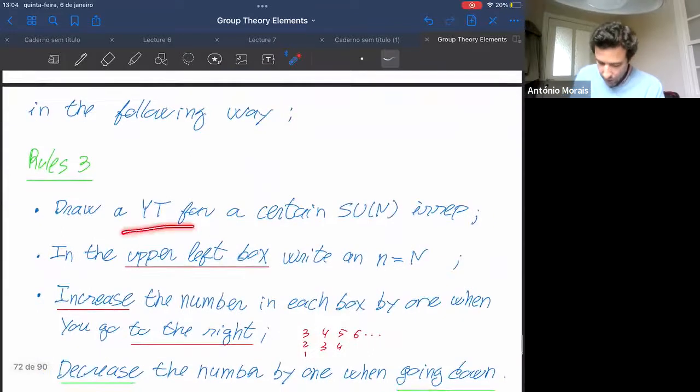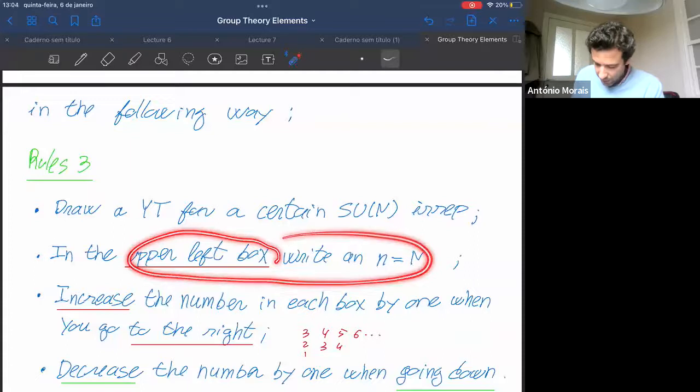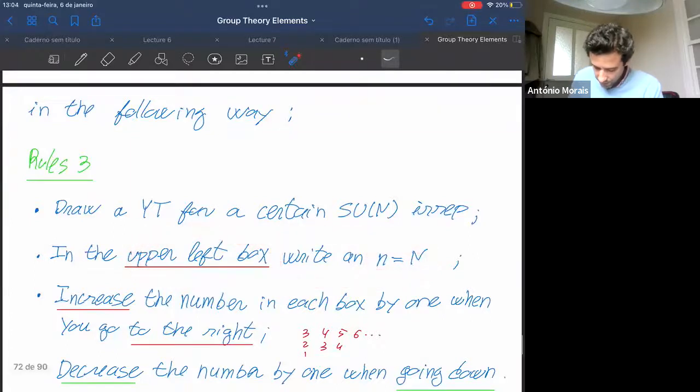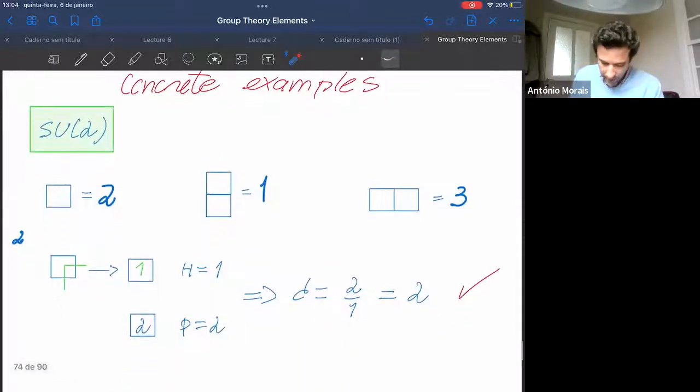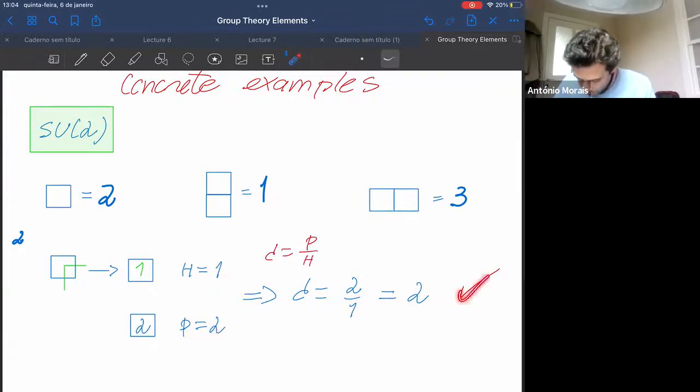Rule 3. Draw a Young tableau for a certain representation. Then in the upper left box, write n equal to n. So what is the upper left box of a single box? It is itself. So you write n equal to n. So you write 2. Dimension is P over H. Let me just recall, d is P over the hook factor. This is generic for any SU(N). So this is 2 over 1, and it's 2. Yes, it confirms it's a doublet.